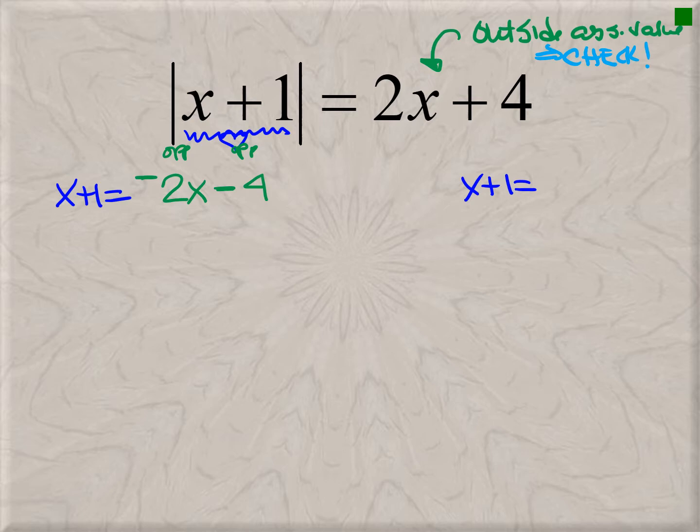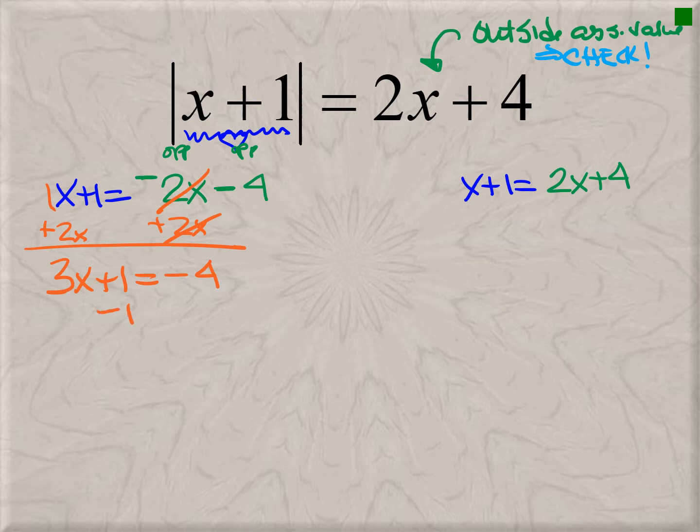So you got to put the negative there. When you're going to the right, it's just exactly what you see, 2x plus 4. To solve this, I'm going to add, well, I'm not going to add 3x. I'm going to add 2x to both sides. The negative 2x and the 2x cancels. 1x plus 2x is 3x plus 1 equals negative 4. I'm going to subtract the 1 from both sides. The 1's cancel. 3x equals negative 5, and I'm going to divide by 3.